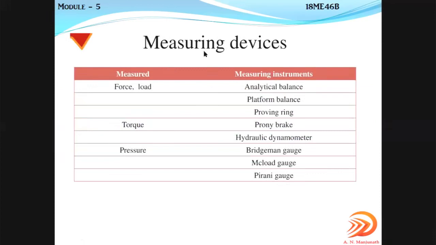So you can observe over here on the screen, these are some of the measuring devices. If you take the measurement, that is the force or the load, these are some of the instruments you can observe on the right side of the screen. These are some of the measuring instruments used to measure these physical quantities, force and load. If you take analytical balance, platform balance, proving ring, pony brake dynamometer, right?